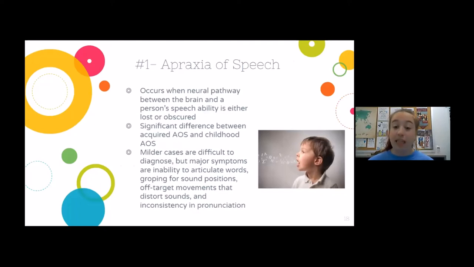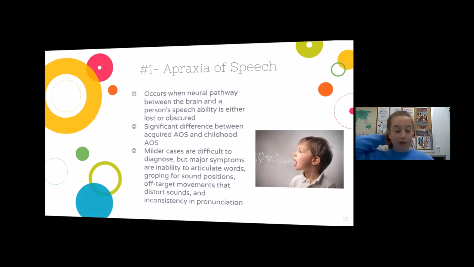There's a significant difference between acquired AOS and childhood AOS. Acquired is through brain damage that you receive during life, and childhood is just from when you're born. Milder cases are difficult to diagnose, but the major symptoms are an inability to articulate words, groping for sound positions, off-target movements that distort sounds, and inconsistency with your pronunciation of words.